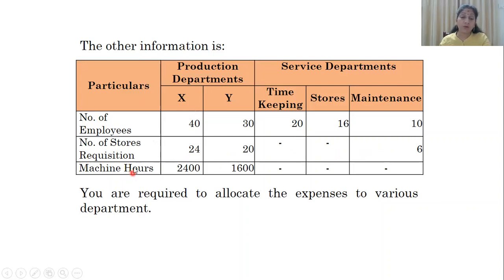Then machine hours: 2,400, 1,600, timekeeping nil, stores nil, maintenance nil. They are asking you to allocate the expenses to the various departments.